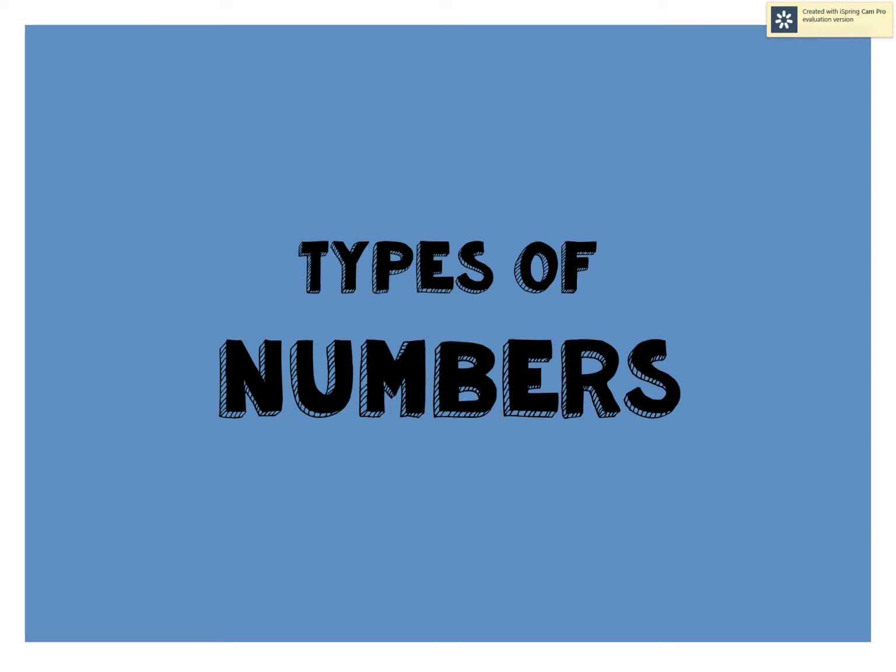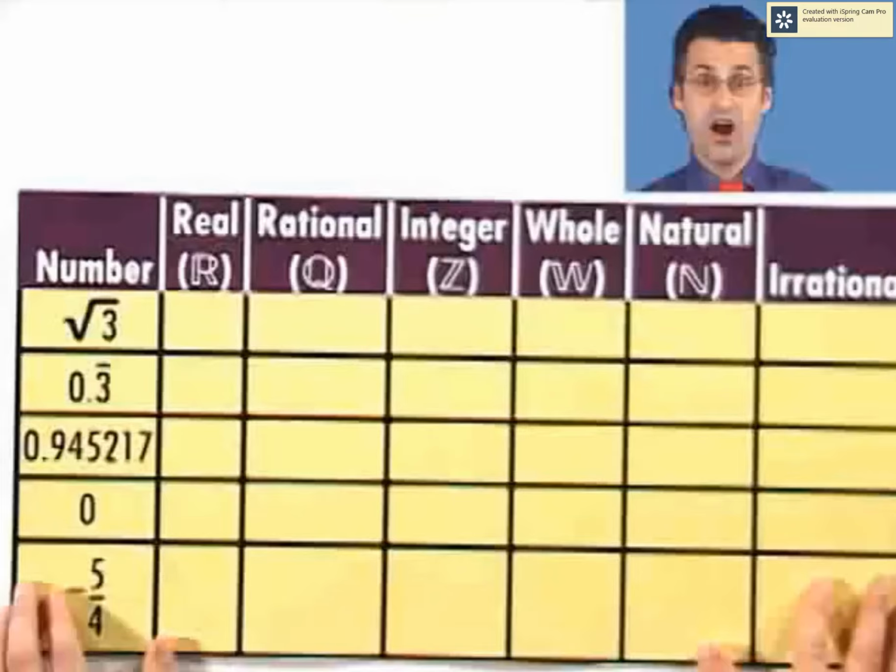You know, the real numbers come in all sorts of shapes and sizes, and actually, they can be classified into different types of numbers. We have integers and whole numbers and natural numbers and even irrational numbers. So let's take these numbers and take a look and see, well, what are they?